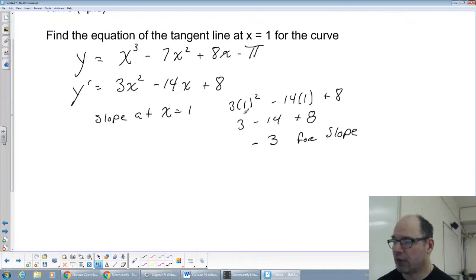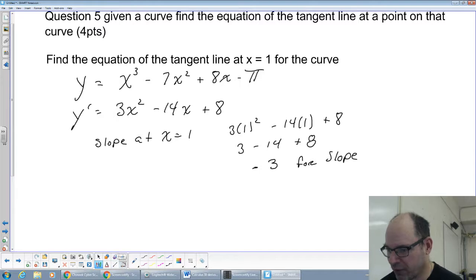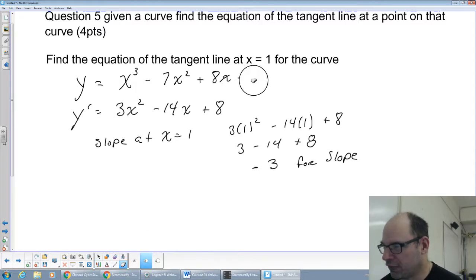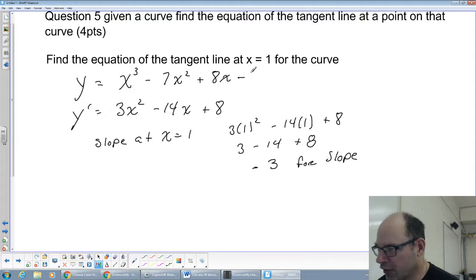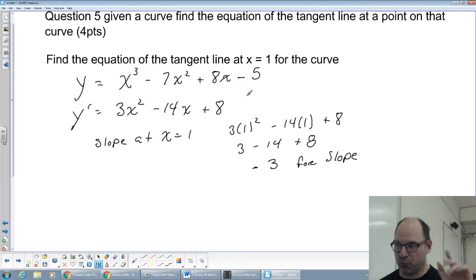Okay, and then we have to figure out what the point is going to be. So, I see pi is going to be dirty in there. Let's not put pi in there. Let's go back to 5 because I'm trying to do too many things at once. Sorry, guys. If I put pi in there, then we're going to end up with a number with 3.14 decimals in it. We don't want that.